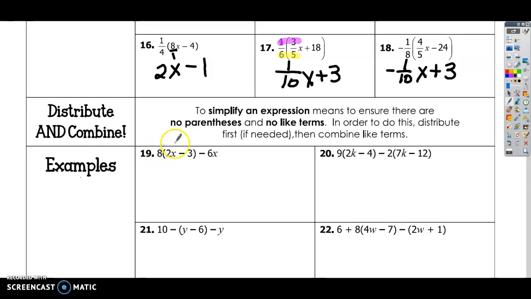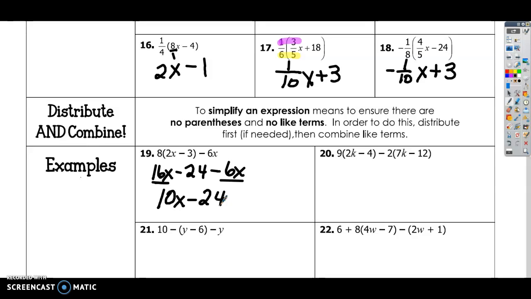Number 19, you're going to distribute first. So 8 times 2 is 16. Bring down your x. 8 times -3 is -24. And then this one's not in parentheses, so we just bring it down. Now we look at this and we say, oh, these have like terms. So we need to combine those. So 16x minus 6x, 16 minus 6 is 10x. -24 just comes down.